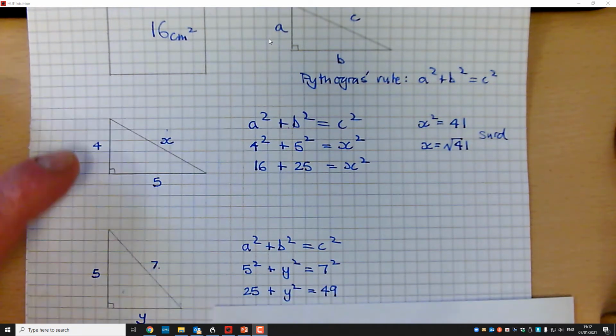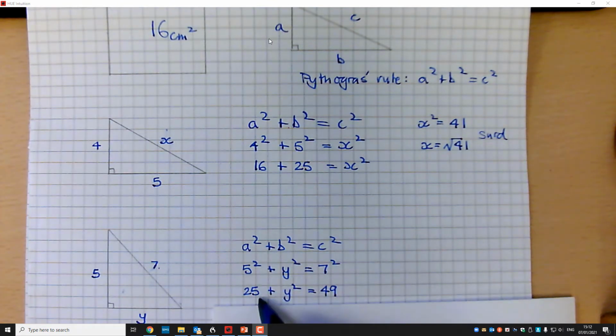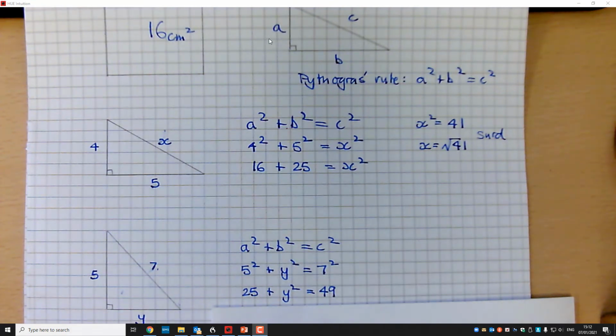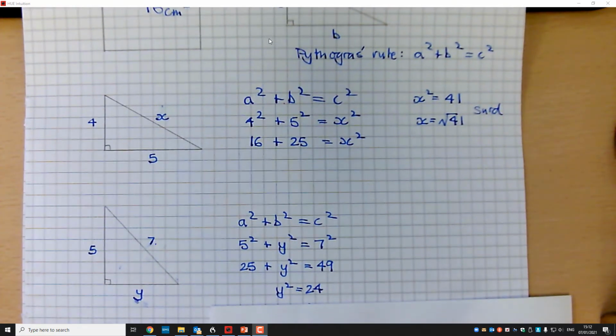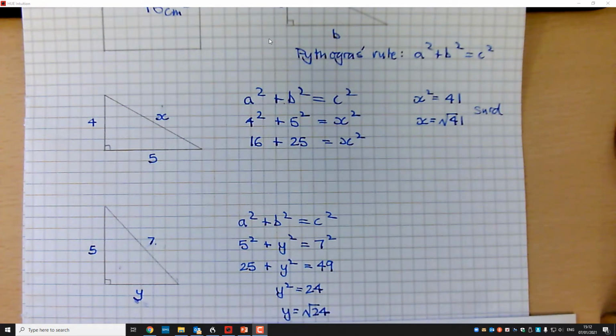Work that out. 5 squared is 25 plus y squared equals 7 squared, which is 49. Well, what must y squared be? I can work that out by taking 25 away from 49, and that gives me that y squared must be 24.